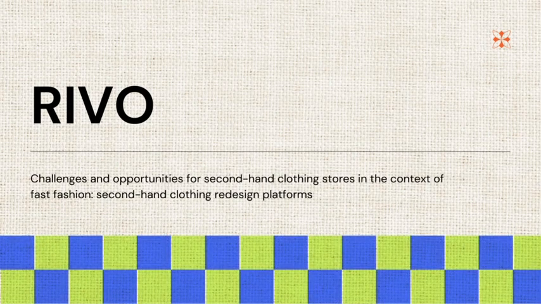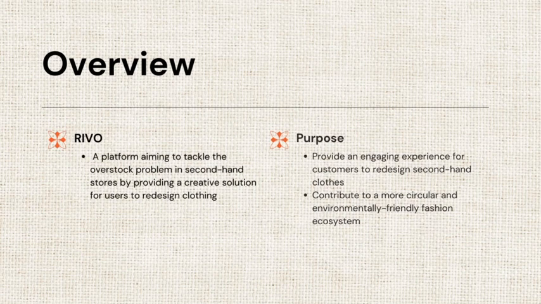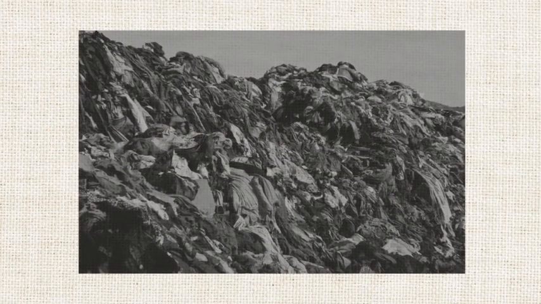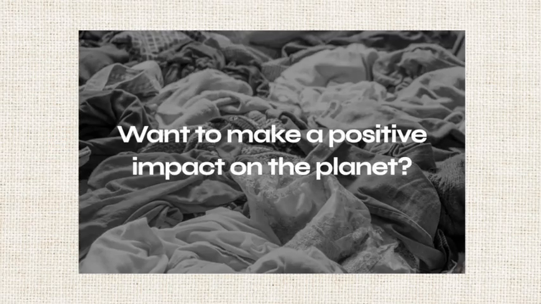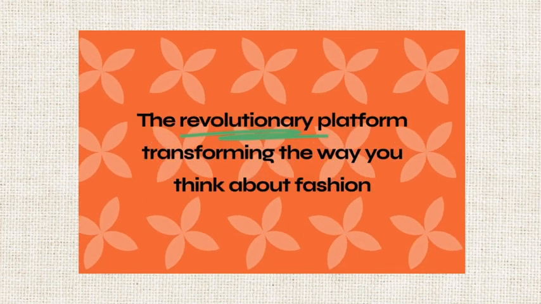So here is my second project, one that I'm particularly proud of. I developed this project independently, creating a platform called Freevo. It's a touchscreen interface design that advocates for slow fashion and promotes sustainability. The aim is to tackle the overstock problem in secondhand stores by offering a creative solution that allows users to redesign clothing. In this project, I creatively combined second-hand clothing stores with tailors to coordinate their supply and demand relationship.